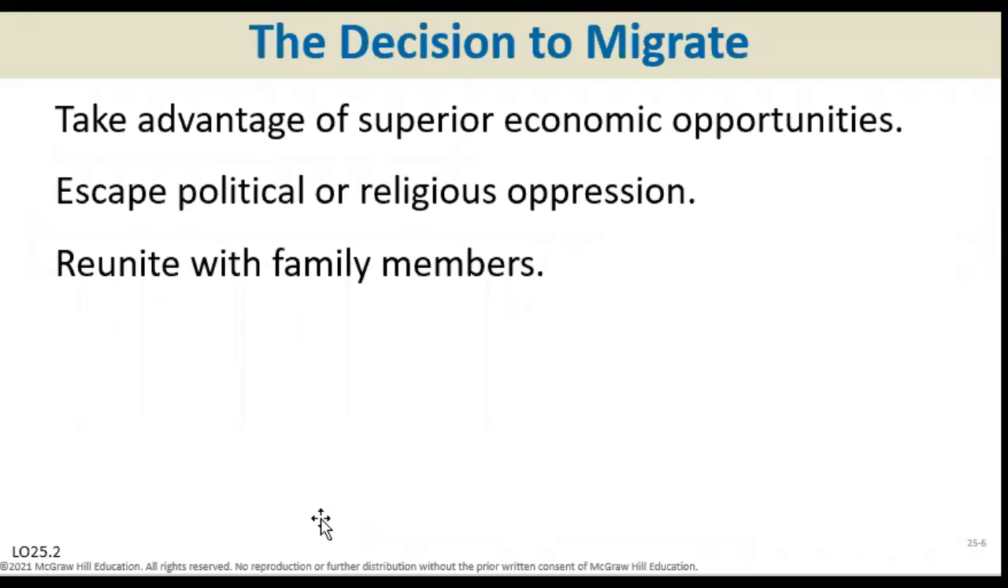The decision to migrate into the United States is mostly due to taking advantage of a superior economic opportunity. And there are many reasons why people will decide to immigrate into the United States legally or illegally. And in this lecture, our interest continues to focus on economic immigration.